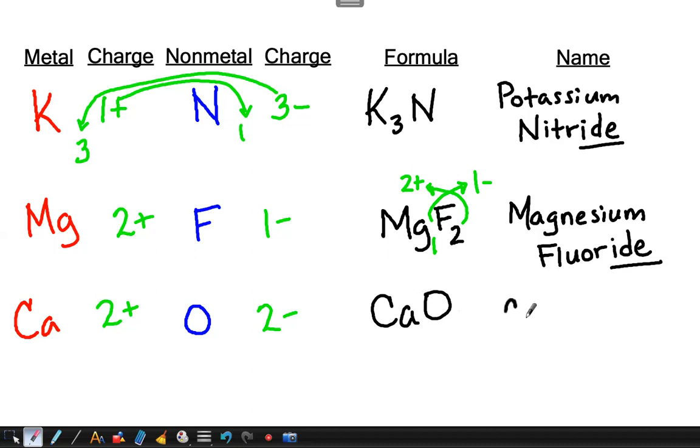The name, I can go ahead and do that quickly. Ca is calcium. O again is oxygen. First syllable is ox, and then I add my IDE ending, calcium oxide.